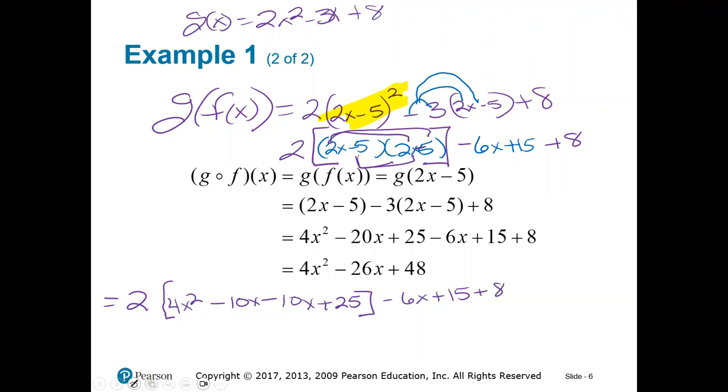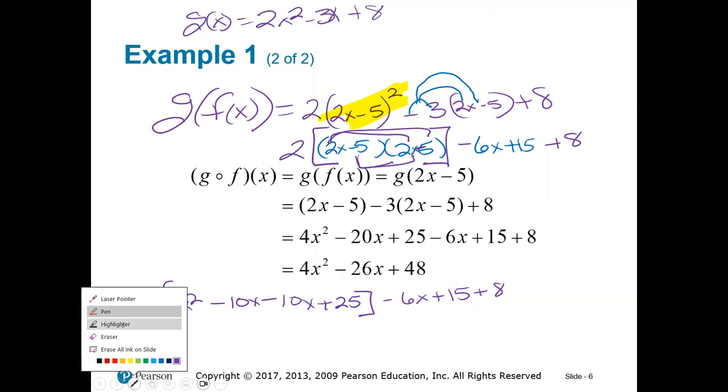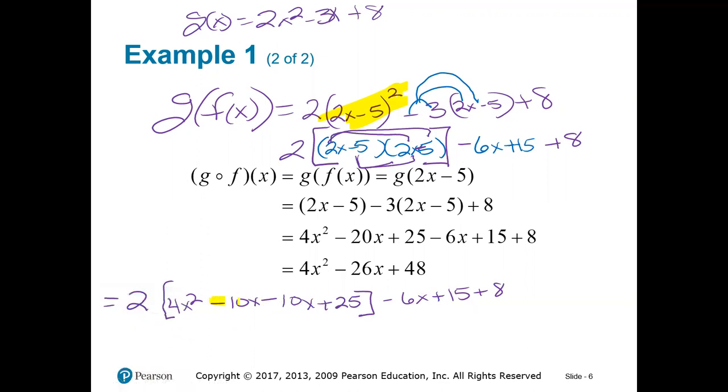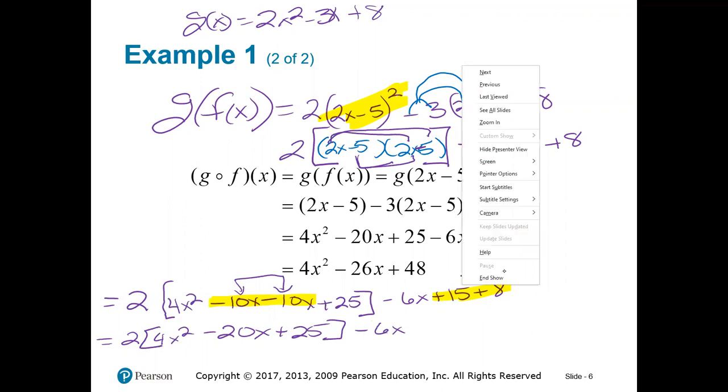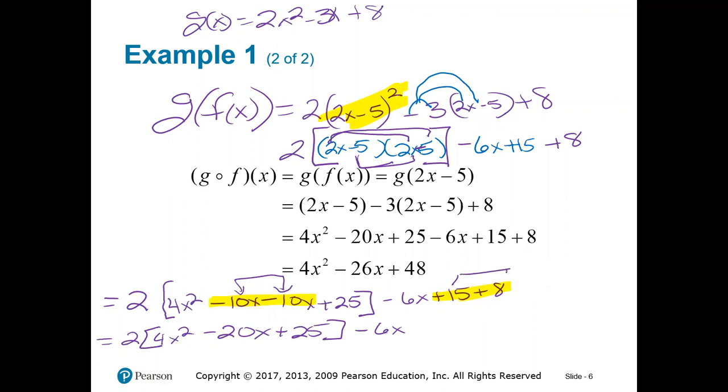All right, let's clean up our middle. If you notice, you can clean up anywhere that you see like terms. So these two can be put together, and these two can be put together. So let's go ahead and do that. So now I got 2 in bracket, 4x squared. I got -10x minus 10x. It's like saying you owe $10 and you spend 10 more, so you owe 20x. And then let's bring down the 6x. And then it says I have $15 and I deposited 8 more. So now I have 23.